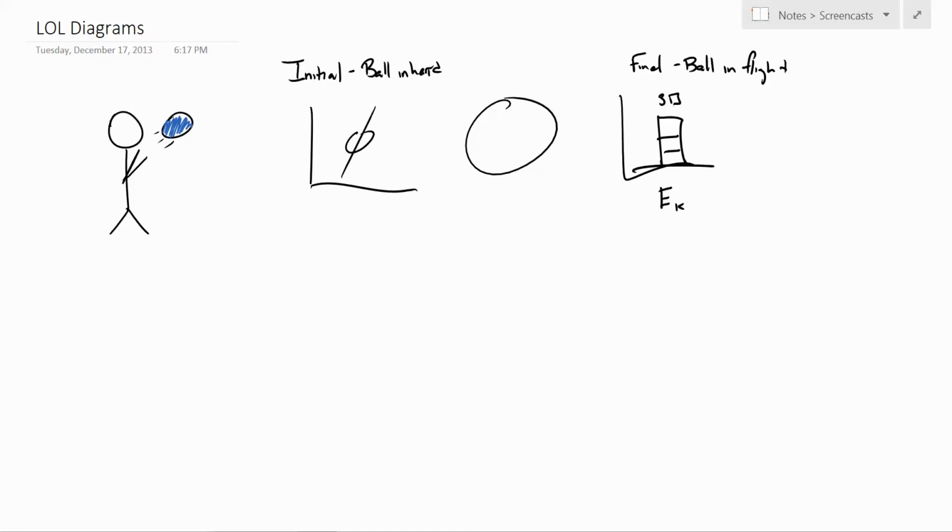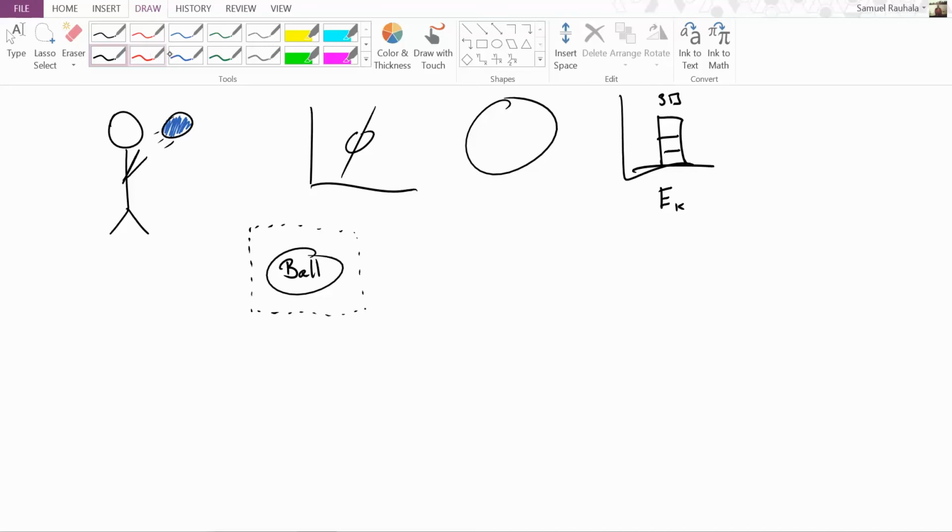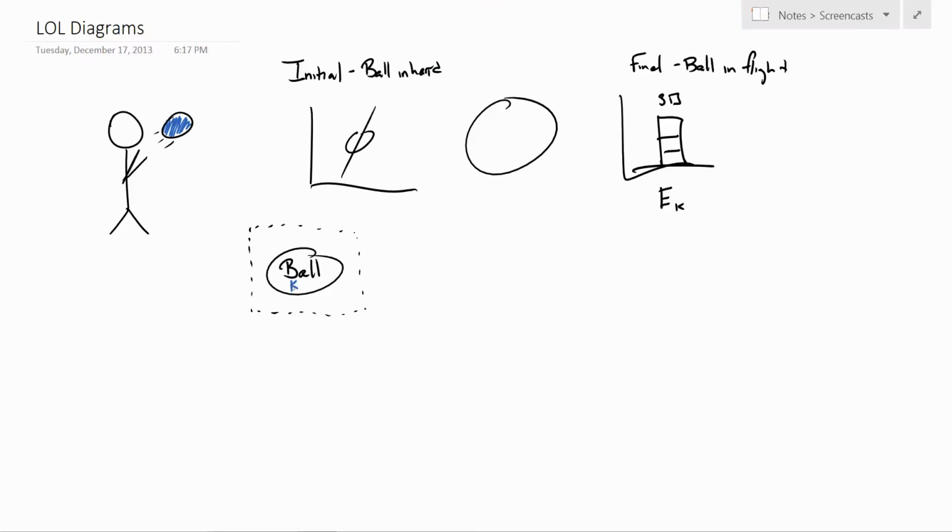In this case, the way we're looking at it, the object under consideration is the ball, and I'm going to make the ball all alone in my system. So the only energy that I have to consider here is kinetic. That is all that we can have if we just have one little thing all by itself.